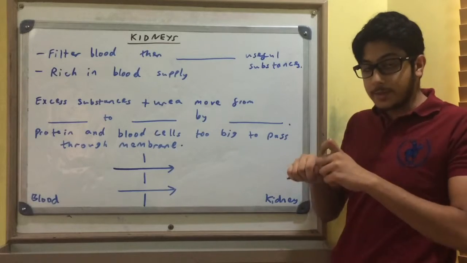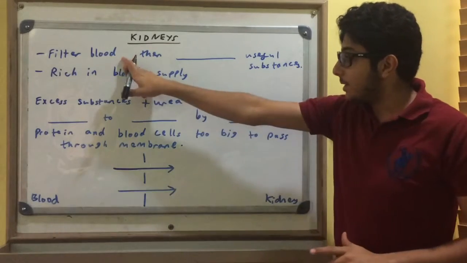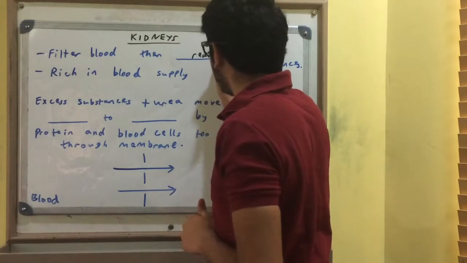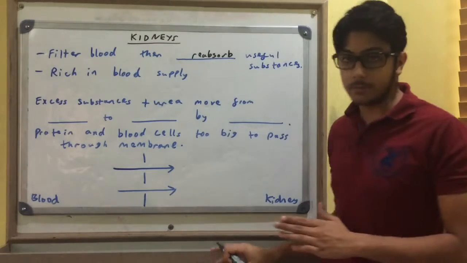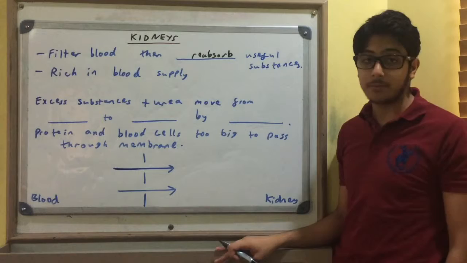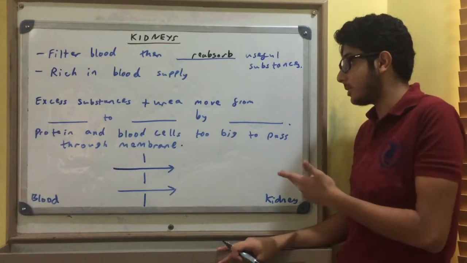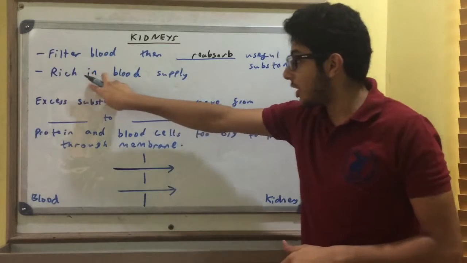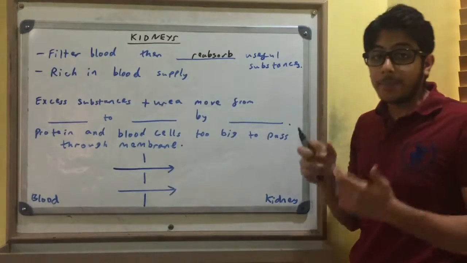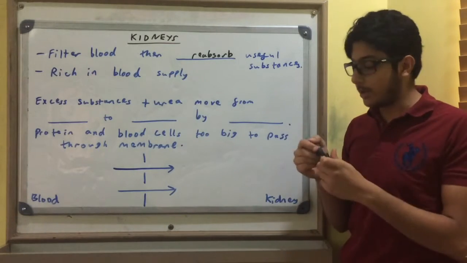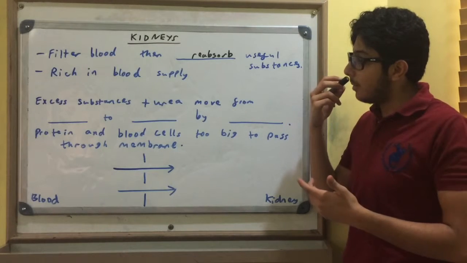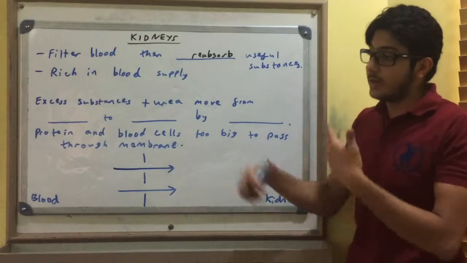Next, so the kidneys, how do they work? They filter your blood and then they reabsorb useful substances. And that's basically how it works. It filters the blood, then reabsorbs useful substances. Let's look at that in detail. Now, first of all, the kidney is rich in blood supply. A high percentage of your blood is in your kidneys right now, because it helps the process move faster and move as much waste as possible.